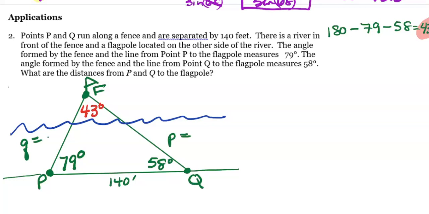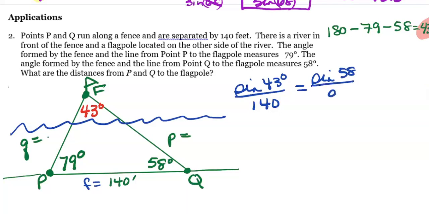Okay, so now we're going to set up our ratio. So let me, I'll change to blue to do our ratios. And there is a relationship between side F and the side opposite it, which is going to be little f. So this is little f right here. So this is a ratio that I need. So I'm going to say that the sine of 43 degrees over 140, that's the pairing I need, equals, so let's solve for a missing side. How about if we do the sine of 58 over Q?